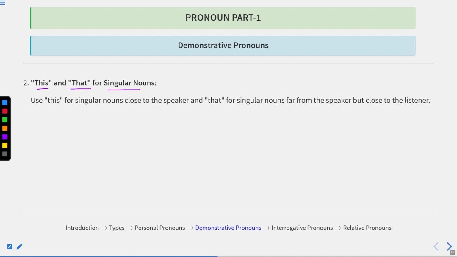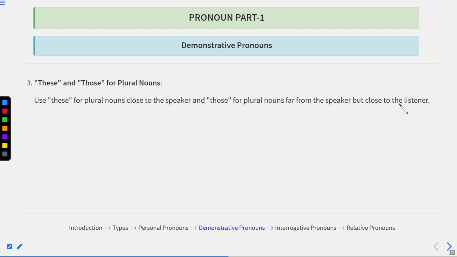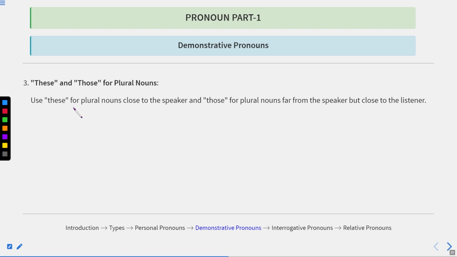This and that for singular nouns. Use this for singular nouns close to the speaker, and that for singular nouns far from the speaker but close to the listener. These and those for plural nouns. Use these for plural nouns close to the speaker, and those for plural nouns far from the speaker but close to the listener. It is not about being close to the listener, but they should be far away from us, whoever is speaking of that.